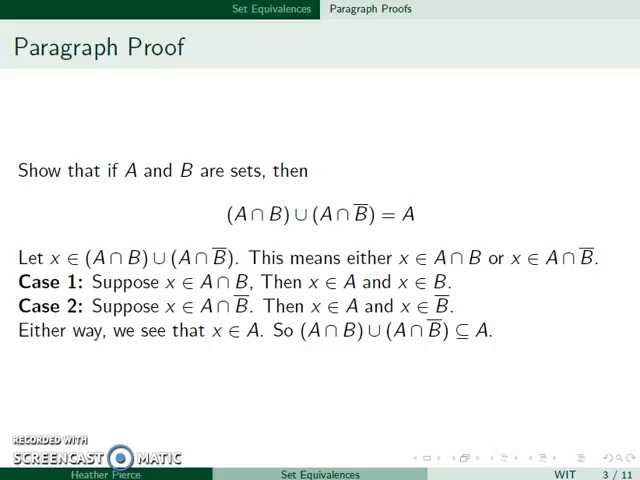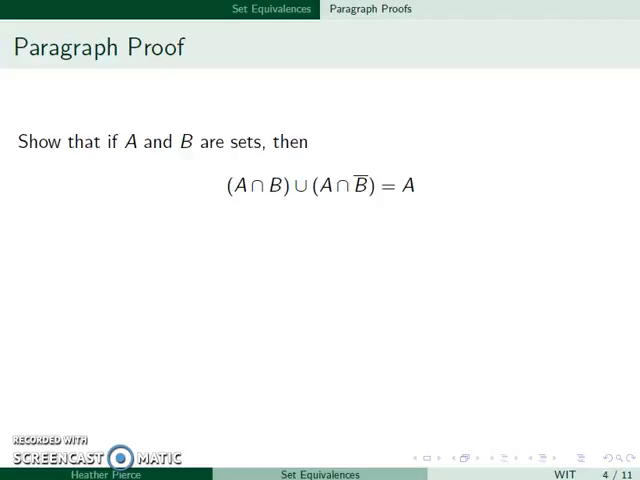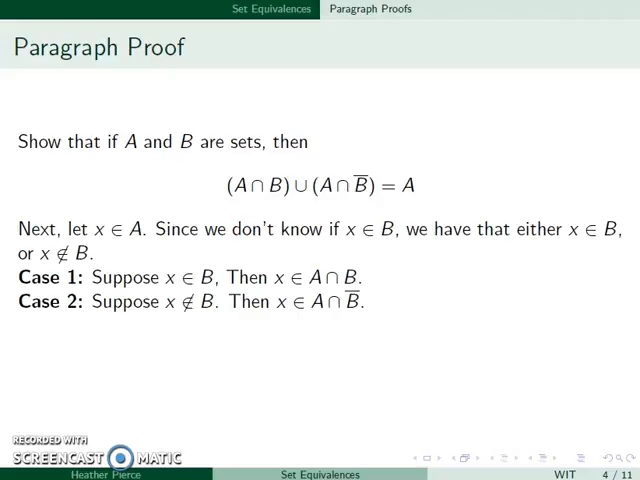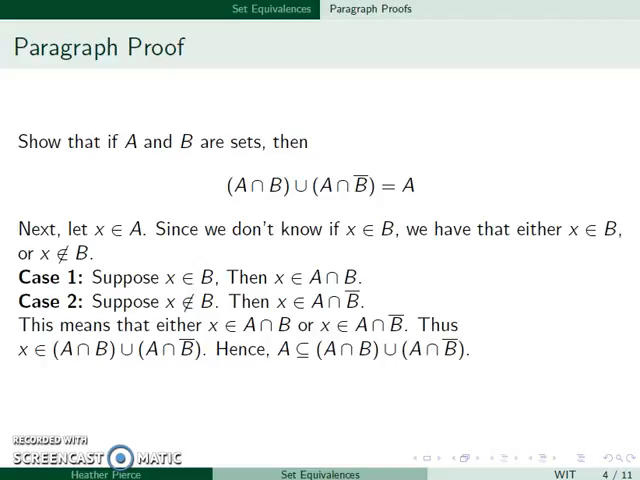For the second part of this proof, we have to do this same thing going the other direction. So we'll let X be in A. We don't know if X is in B or not, so it's either in B or it's not in B. If it's in B, then X will be in both A and B, so it'll be in A intersect B. If X is not in B, then it'll be in B bar, so X is in A intersect B bar. So it's either in A intersect B or it's in A intersect B bar. So if I take the union of these two, X is guaranteed to be in there.